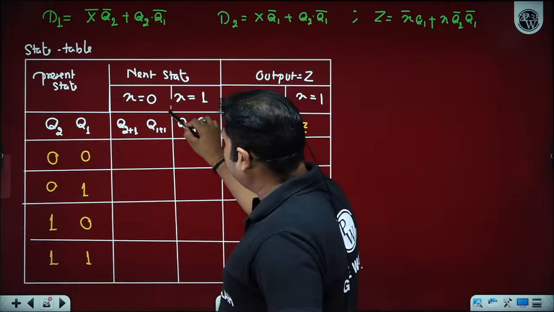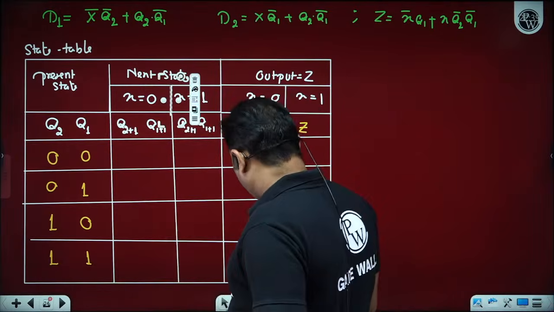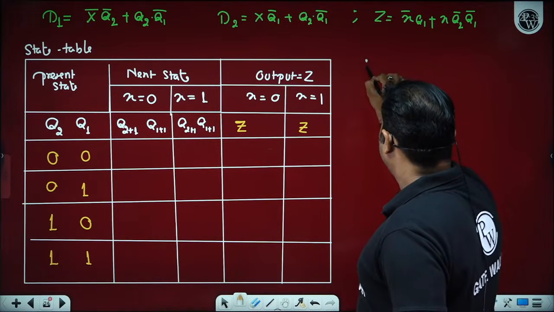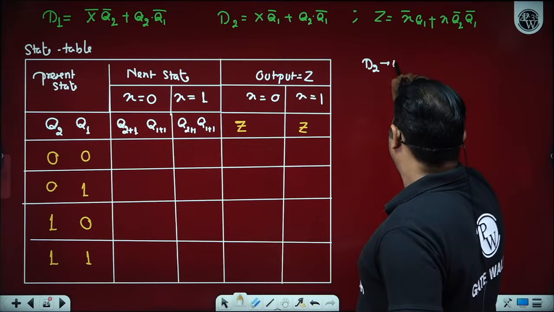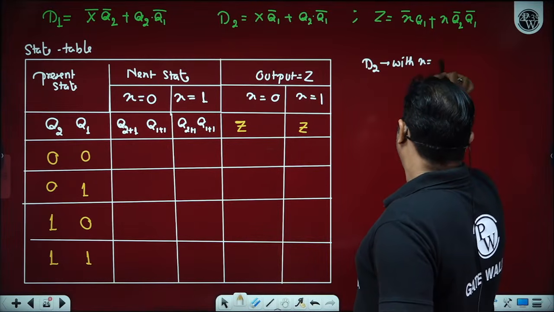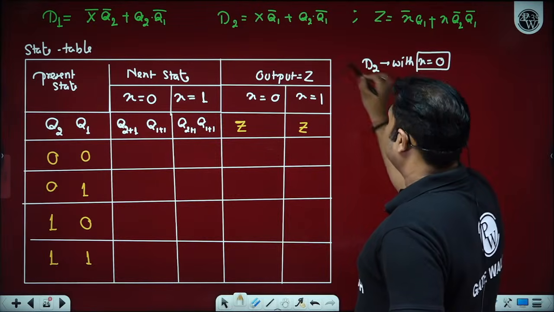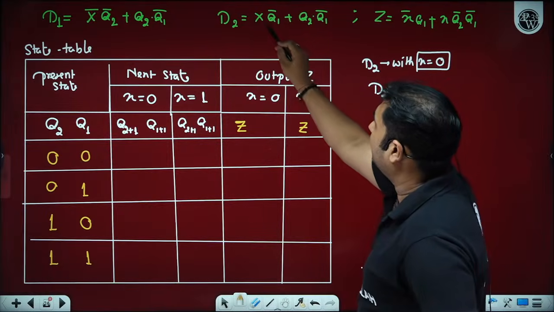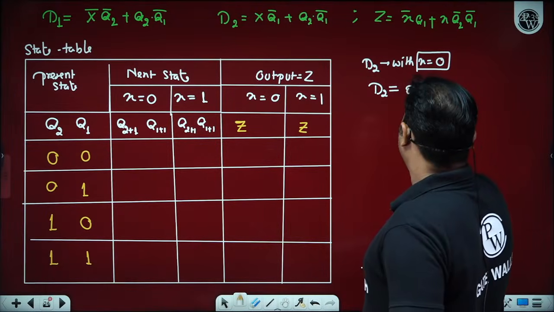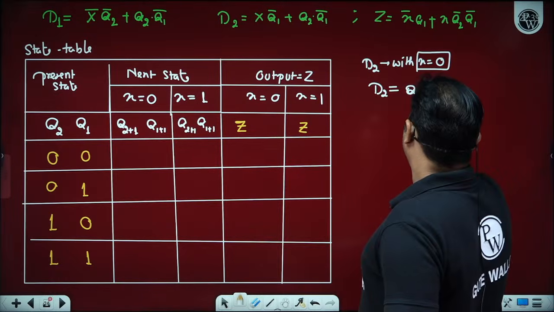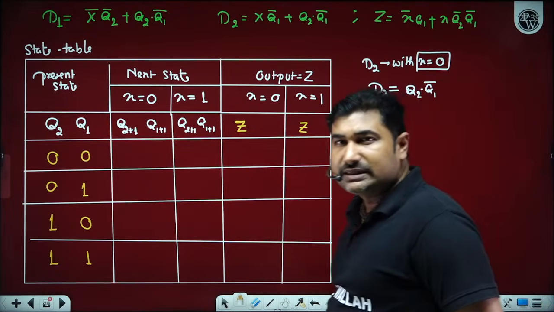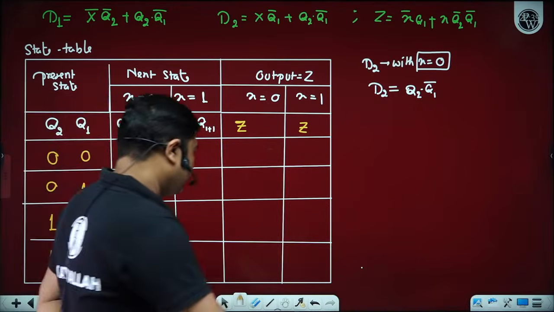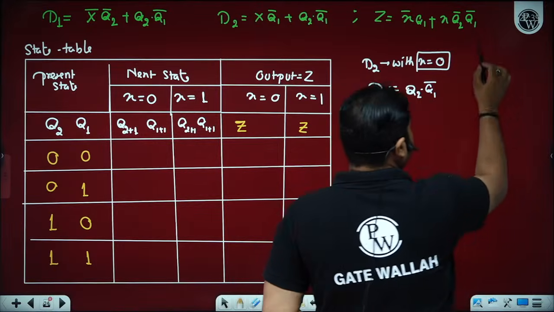Now I am interested in x equals 0 first. What happens to D2 with x equals 0? Please observe here, D2 with x equals 0 will become 0 Q2 Q1 complement. So with x equals 0, your next state, because of the D flip-flop, we all know the truth table of the D flip-flop.